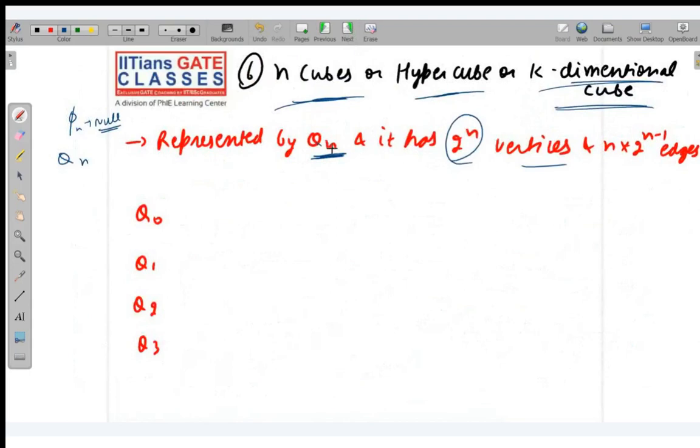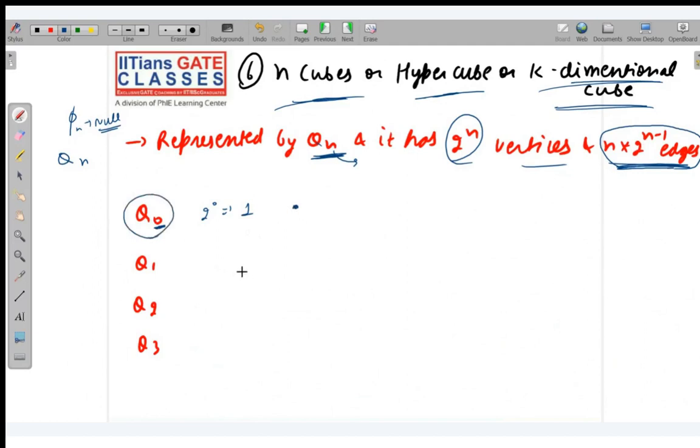Okay, so Q of n has 2 power n vertices and n into 2 power n minus 1 edges. I will prove it, don't worry. Why it has this many edges, I will prove it. Okay, so the smallest possible is Q of 0. Now 0 does not mean 0 vertices. You will say 2 power 0 vertices, that is nothing but one vertex. And edges, how many? N is 0, na? So 0 into 2 power 0, you will get nothing. So the answer is 0. Don't worry about it, you will get 0 as the answer. So it will be like this. So Q0 is this.